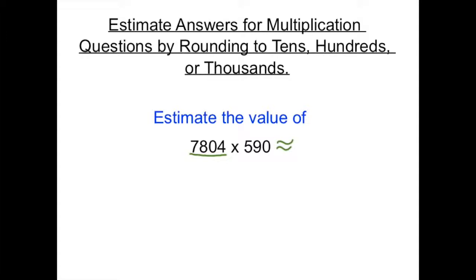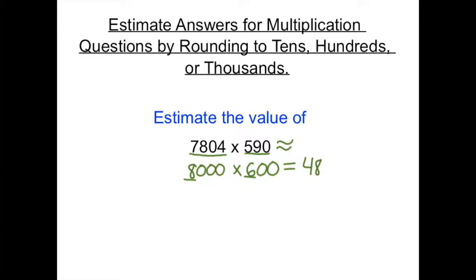7,804, I'm going to round to 8,000. I'm going to round 590 to 600. Now this is a problem that I can solve in my head. We're going to take a look at the non-zero digits. So the non-zero digits in this problem are 8 and 6. I'm going to multiply 8 times 6 and get 48.